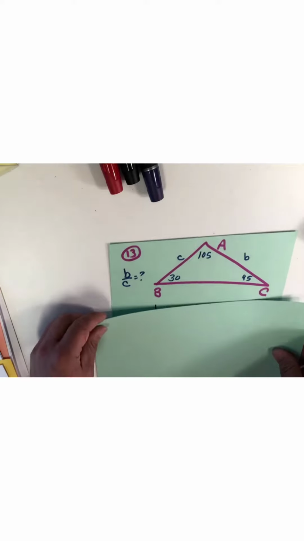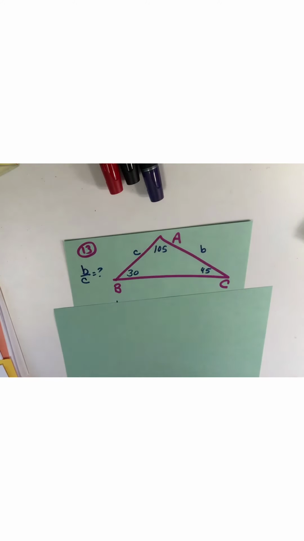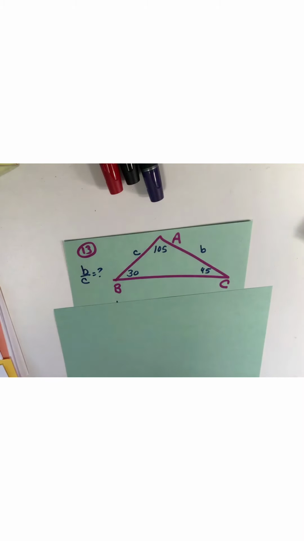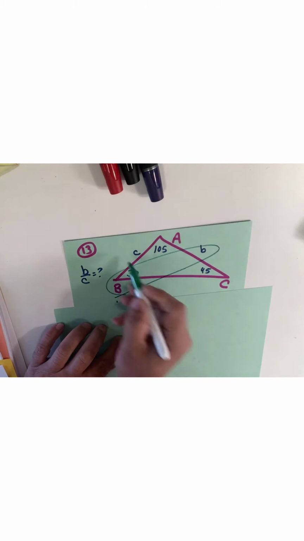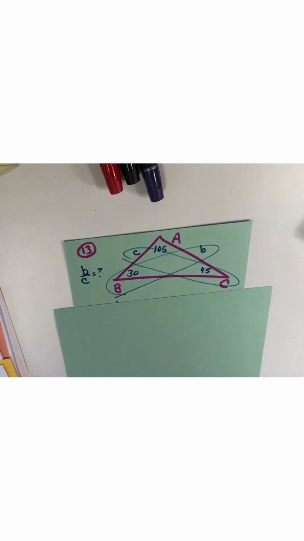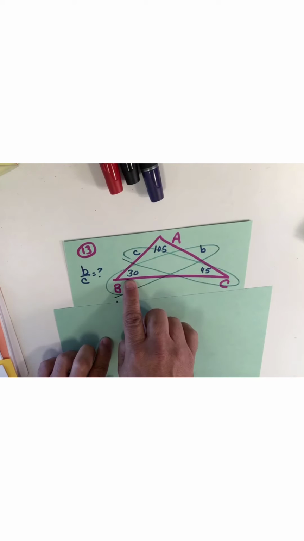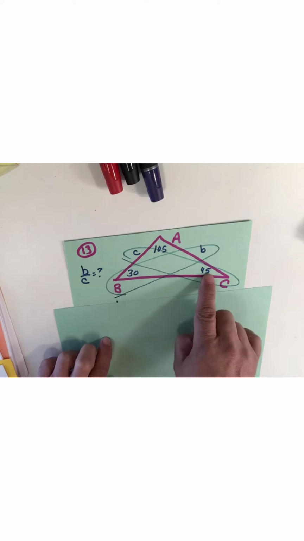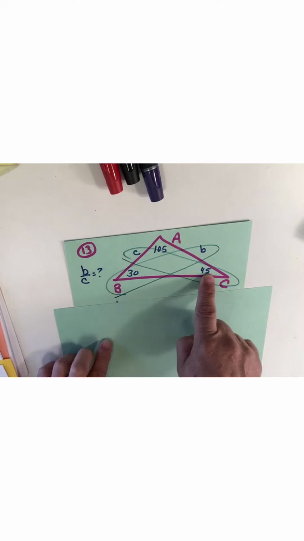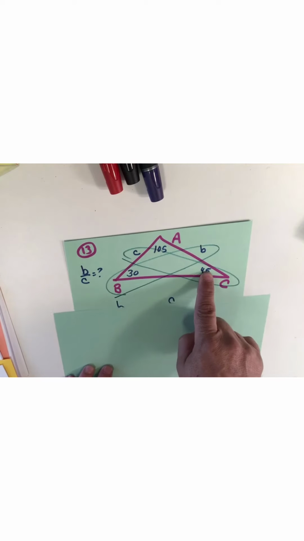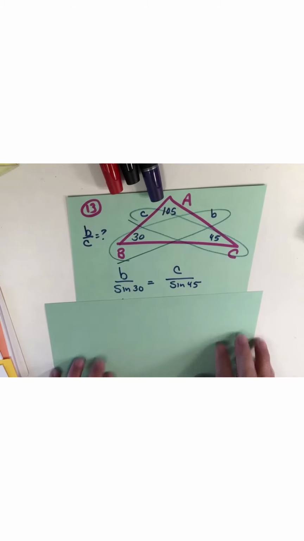Going on to number 13, they're going to give you this particular triangle, and they're going to be asking you the ratio of B over C. Basically, they're telling you to use B and C because they want the ratio of B over C. That means that B is to the sine of 30 as C is to the sine of 45. And there's your law of sines right there.